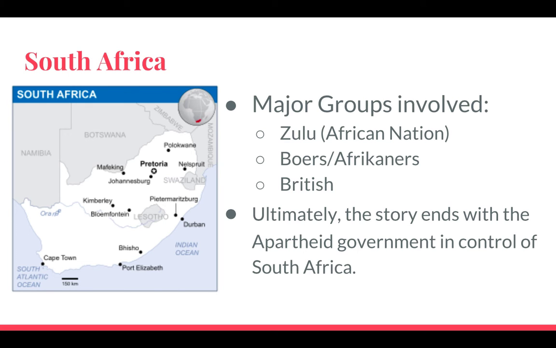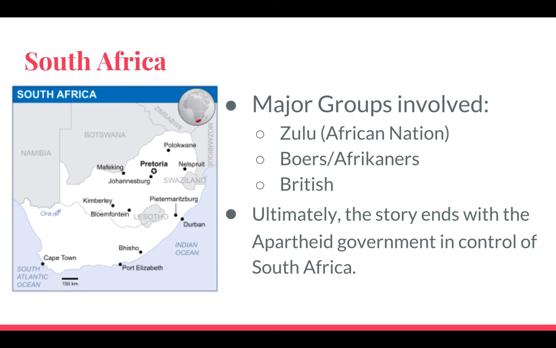Then there are the Boers or the Afrikaners. I'll probably go back and forth with this term, particularly during this time period. These are the Dutch farmers that live in South Africa after 1652. And finally, there's the British. And the British are going to come to colonize or take over South Africa, or Cape Colony, in the early 1800s.